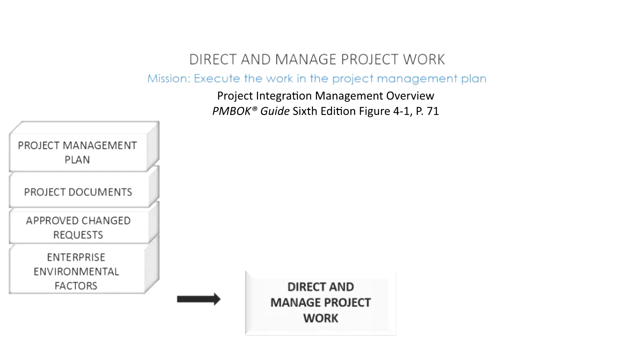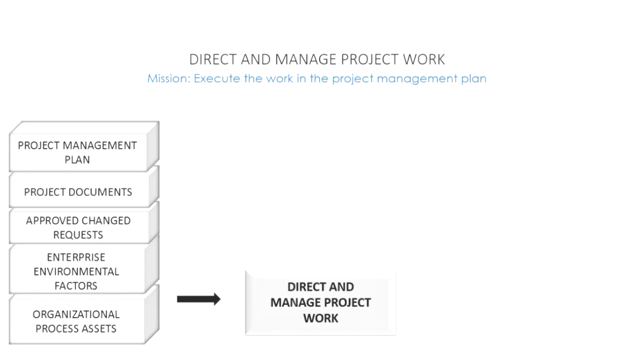The next input, we already know enterprise environmental factors, and the second one after it, organizational process assets. We already know what those are. EEFs, factors that could influence the carrying out of work. We need to take note of those. And OPAs, organizational process assets, any processes and procedures, the corporate knowledge base, items that are relevant to this process should be identified.